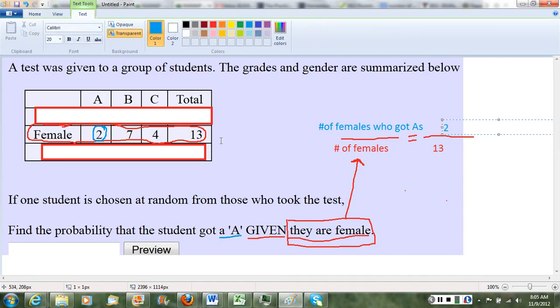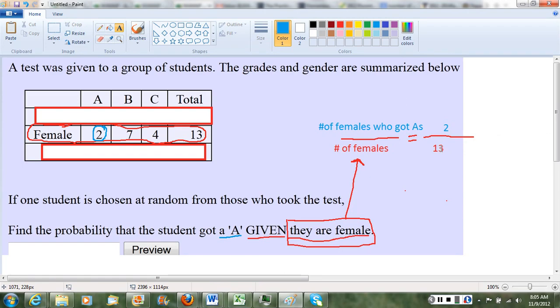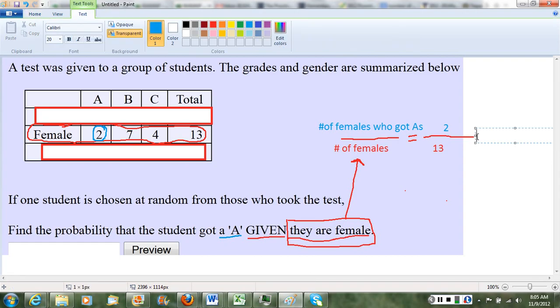So the fraction that we got for our answer is 2 out of 13. To turn that into a decimal, we'll do 2 divided by 13, and the number I get when I do that is 0.1538. So that would be the probability, given the test scores we originally saw here. If I chose a student at random, the probability that they got an A, given that they were female, would be 0.1538.